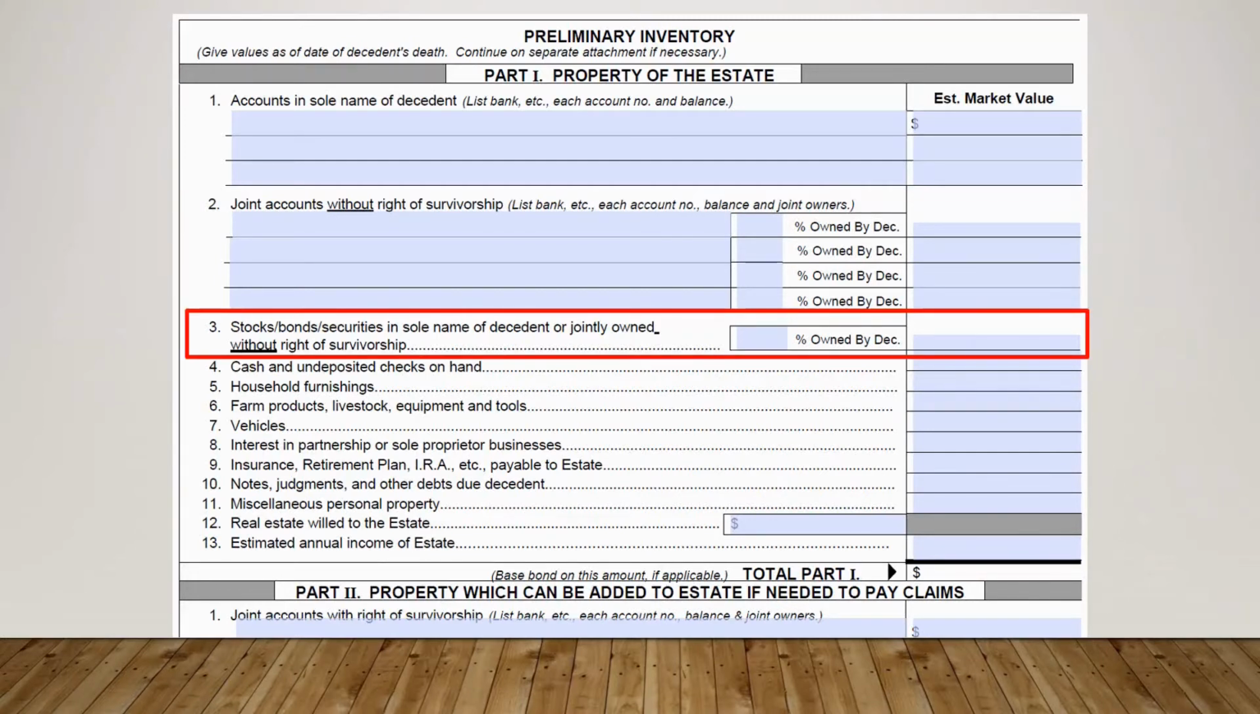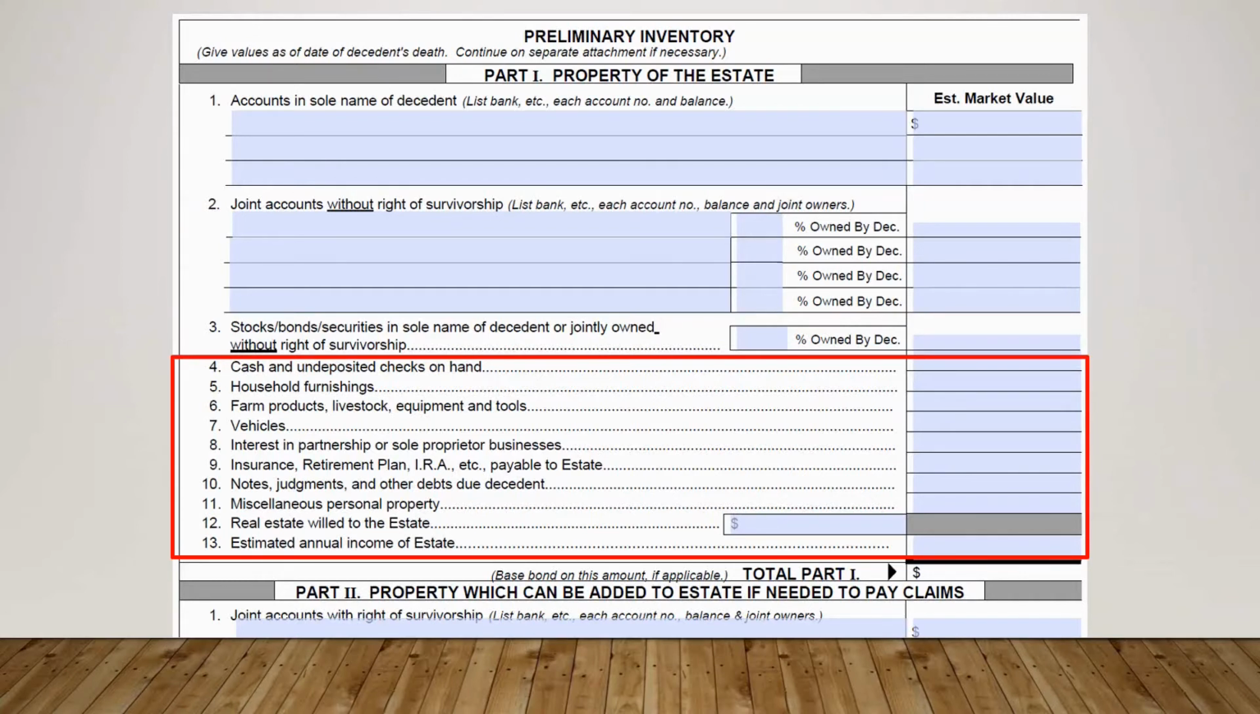Include the percentage of any stocks, bonds, or securities owned solely in the decedent's name, or those that the decedent shared with another person, if the person did not get full ownership upon the decedent's death.